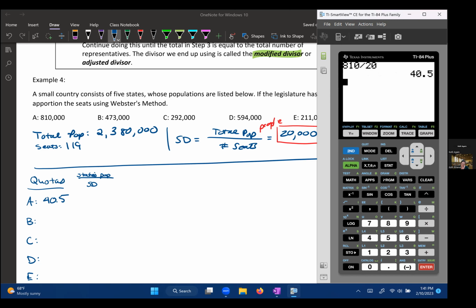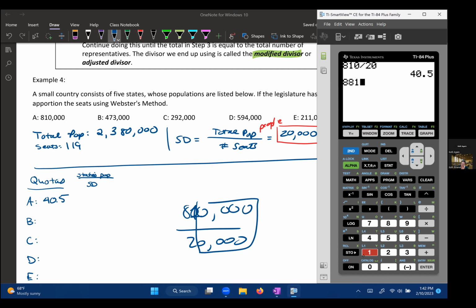I can do that with this one because they both have those three zeros at the end. These three zeros each represent a factor of 1,000, so we can simplify the fraction before we divide. In this case, we could have done it by more, since they actually share four zeros. We could have done 81 divided by 2 and you get the same answer.